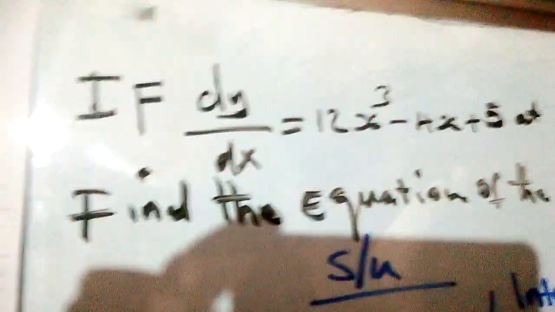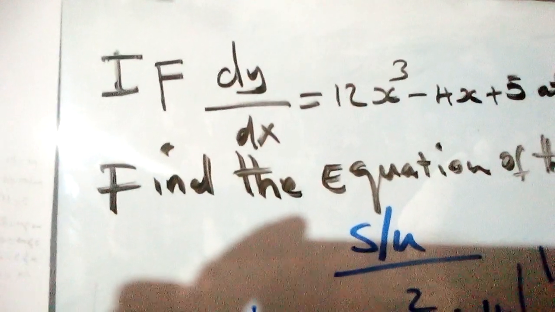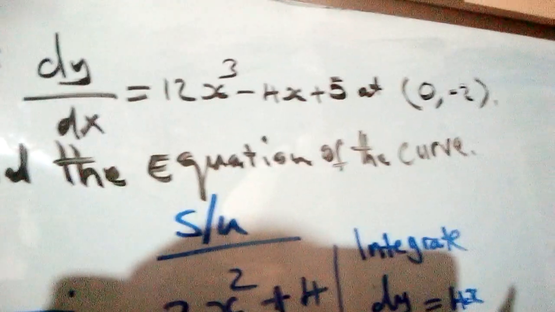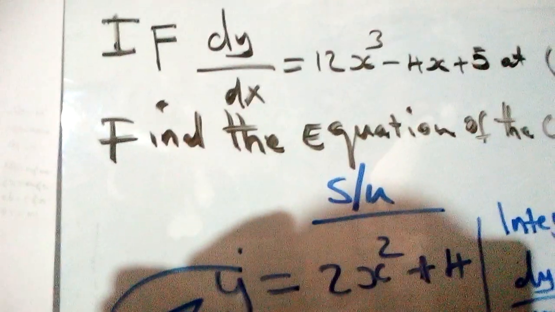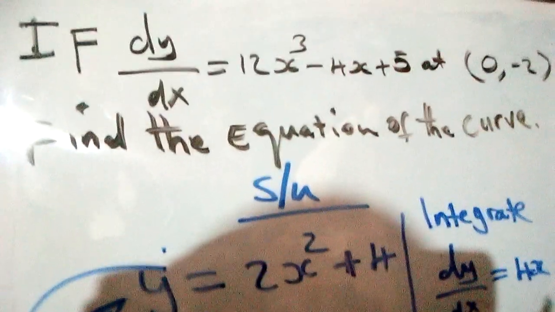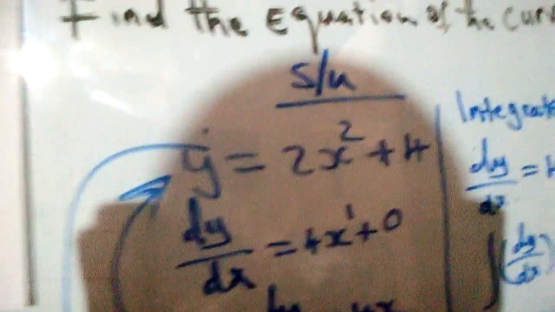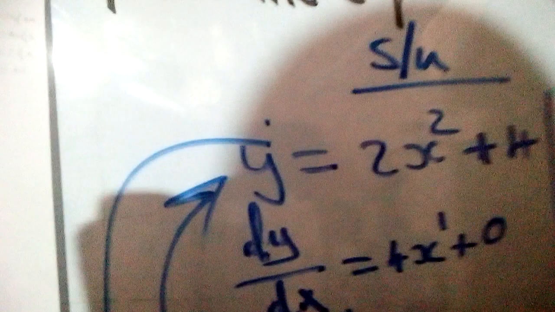And this is the same concept we're going to apply to this particular question here. The question says if dy/dx equals 12x cubed minus 4x plus 5 at a point where x is 0 and y is minus 2, find the equation of the curve. So with this in mind, let's see now how we answer this particular question.